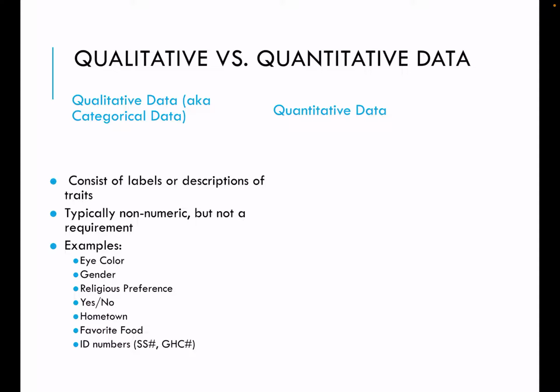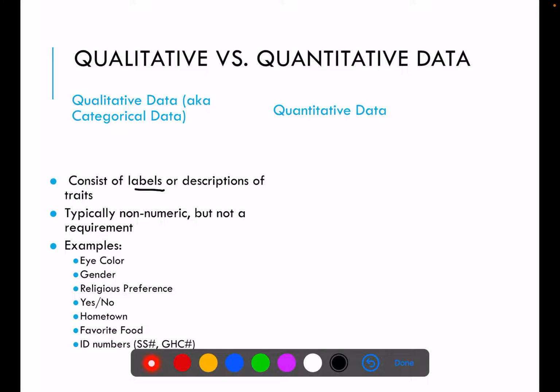letters or descriptions. The ID number, on the other hand, is a number, but when you subtract two ID numbers, it doesn't make sense. So it's non-numeric, it's a label or description. And we use C to represent categorical data.